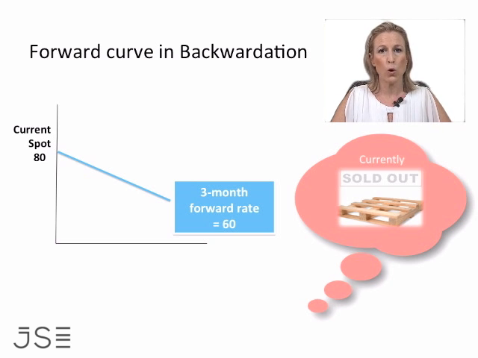A lower forward than the current spot might suggest that they are currently sold out and there's limited supply and availability of this commodity in the short term. Perhaps it suggests in the future that there's excess supply to come about. Either way, now we have what is talked about as a forward curve in backwardation. This now talks about forward prices being lower than the current spot price.